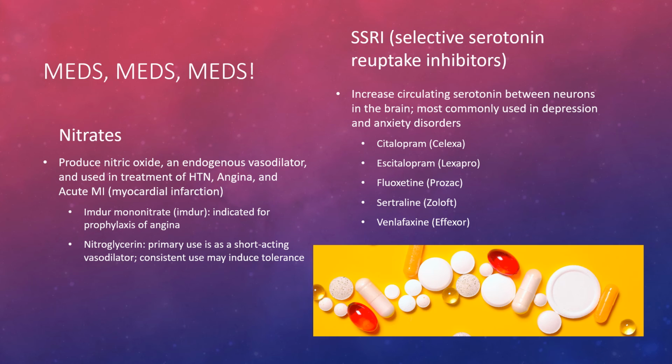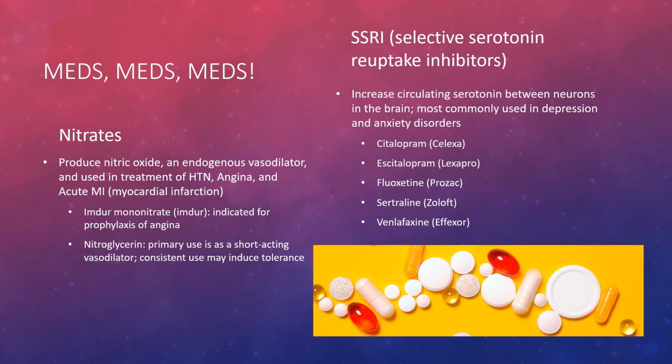Nitrates, so these produce nitric oxide, which is an endogenous vasodilator. So vasodilator, again, making the vessels larger. And used in the treatment of hypertension, angina, so chest pain, and acute myocardial infarction, which is a heart attack. Imdur, isosorbide mononitrate, or just Imdur, is indicated for the prophylaxis of chest pain. Nitroglycerin, its primary use is as a short-acting vasodilator, and consistent use may induce tolerance. So this is one of the drugs often given during acute myocardial infarction, so acute heart attack.